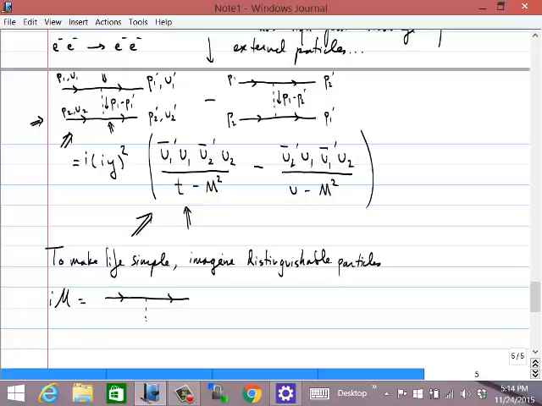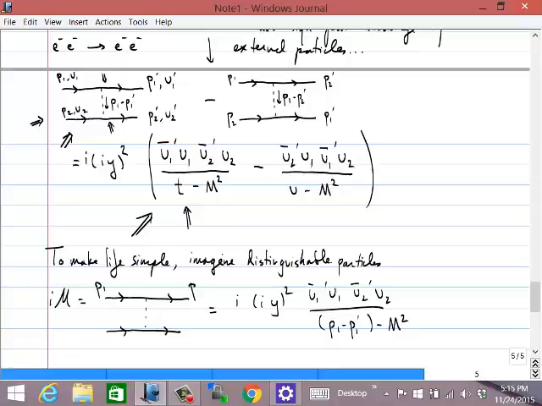So let me just write it down for you again, which is i times (iY) squared times ū1' u1 ū2' u2 over t squared minus m squared. So that's (p1 minus p1') squared minus m squared. Okay. So here this is a p1, and that's p1 prime.